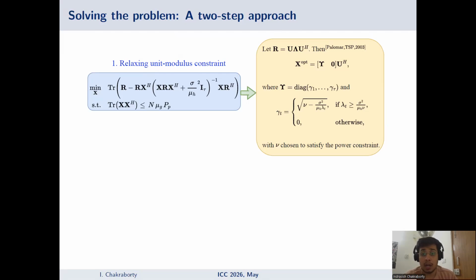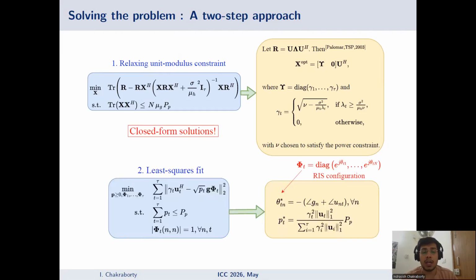Now you get a closed form solution for this relaxed problem, but ultimately we need to set the RIS phases and the pilot powers. That's what we want. And to get that, we propose a least square split. This least square split also has two solutions that are functions of the eigenvectors of the channel covariance matrix. And the expression for optimal pilot power involves the L1 norms of the eigenvectors.